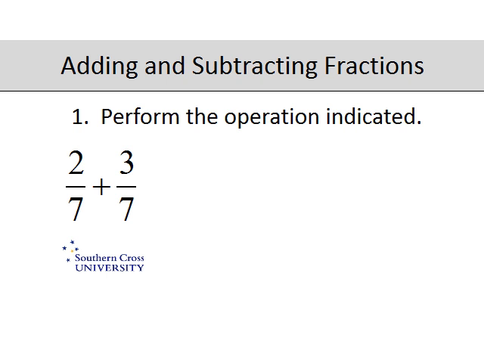In this video we'll be adding and subtracting fractions, and our first one's a really simple one because we have identical denominators. So 2/7 and 3/7 must be 5/7.